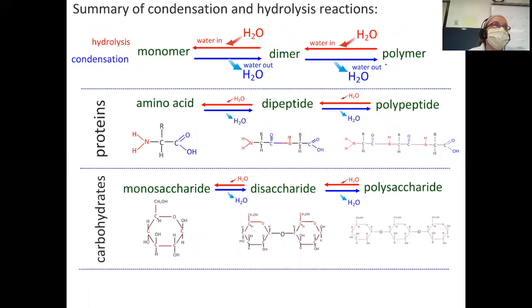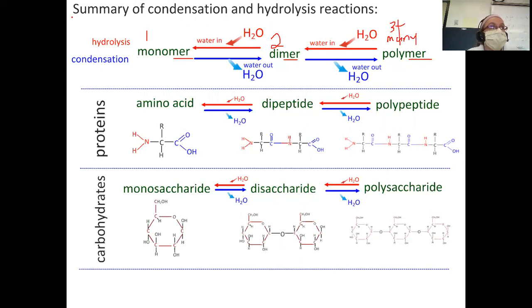Monomer, dimer, and polymer. The mer is for molecule. It's generic. Mono means one, di means two, and poly means many, which in practice is 3 or more.